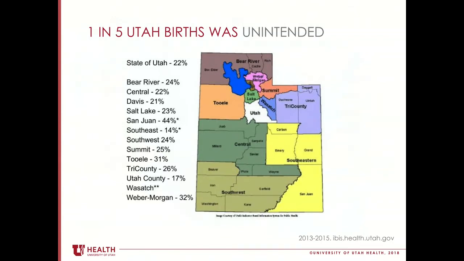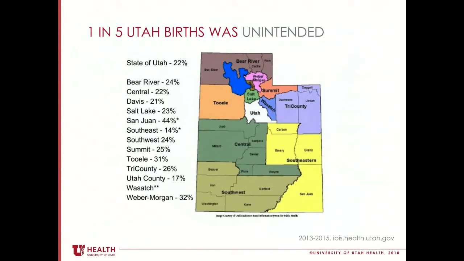Because we have REPP participants on this webinar from all over the state, I'll briefly go through this list so you know the unintended birth rate in the local health district where you live and work. In the state of Utah, we see 22% of births generally reported as unintended. In Bear River, that's 24%. In the Central local health district, that's 22%.